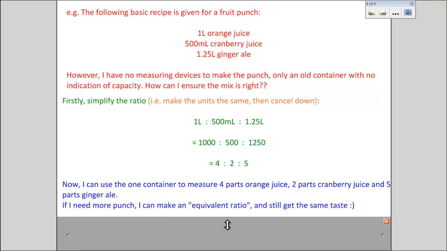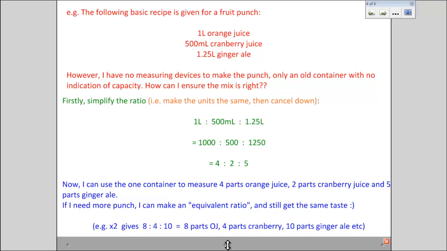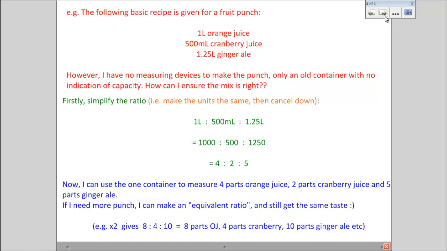Now if you need to make more, so let's say you've made that using the container that you've got, but there's not enough, then we can make an equivalent ratio and you're still going to get the same taste in the drink. For example, if you need to double what you had, we would double everything in the ratio, so 8 to 4 to 10, and then you'd need to make 8 parts orange juice, 4 parts cranberry, and 10 parts ginger ale. So a pretty useful application of a ratio.